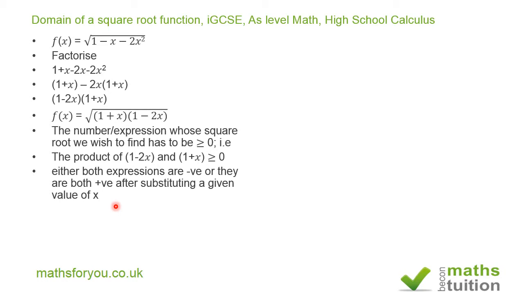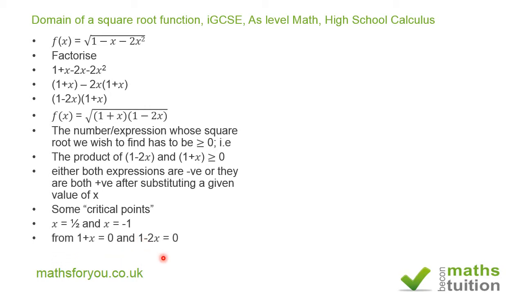So we're now in a position to find the critical points. We can say that either 1 plus x is equal to 0 or 1 minus 2x is equal to 0. Our critical points are x equal to half and x equal to minus 1, which I got from 1 plus x equal to 0 and 1 minus 2x equal to 0.